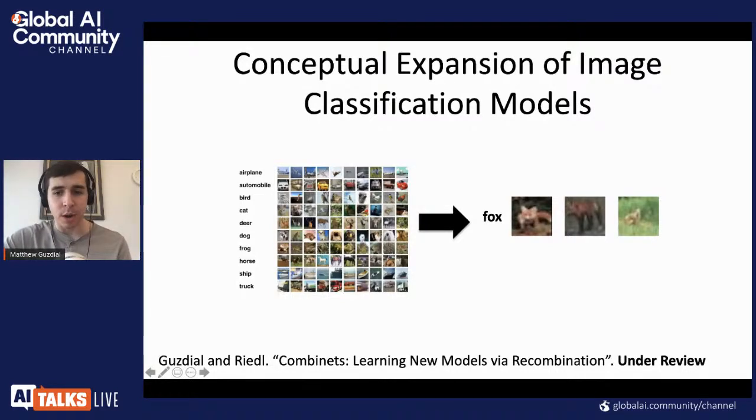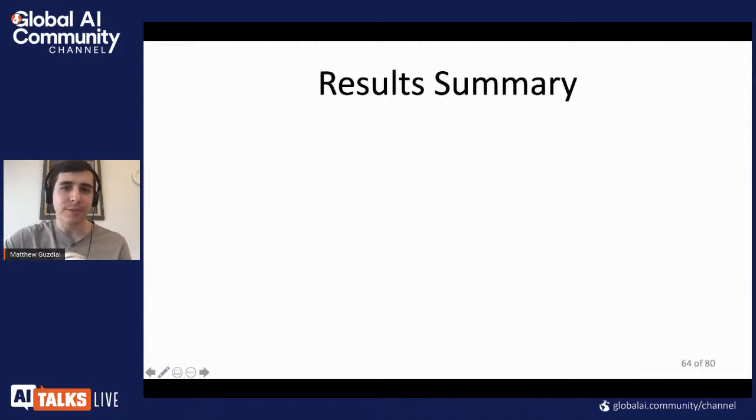Notably, this is taken from, this is not true anymore. This is published and has a best paper award. Ignore that under review. This is also at ICCC. So this is from our paper, Combinets, Learning New Models via Recombination. So I'm not going to go through the whole thing. I've already been talking for like 30 minutes, but let's talk about this results summary that we got.